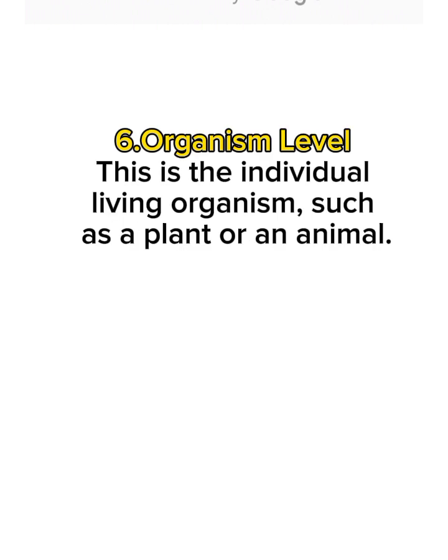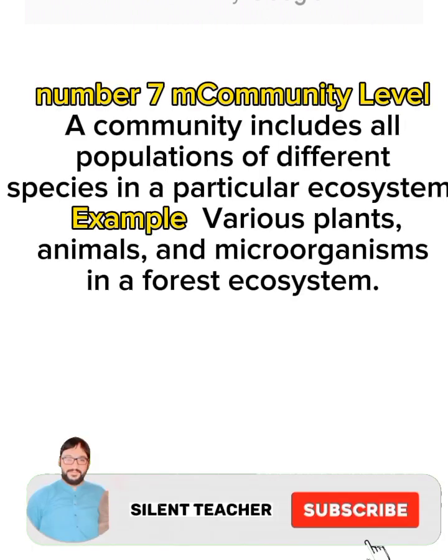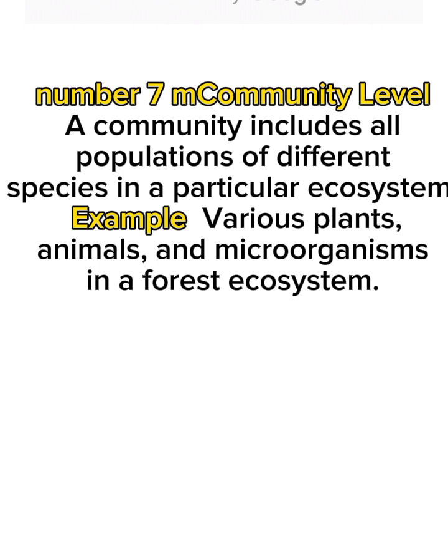Number 6. Organism level. This is the individual living organism, such as a plant or an animal. And number 7. Population level. Populations consist of a group of organisms of the same species in a given area. Example: a population of deer in a forest. Number 8. Community level. A community includes all populations of different species in a particular ecosystem. Example: various plants, animals, and microorganisms in a forest ecosystem.